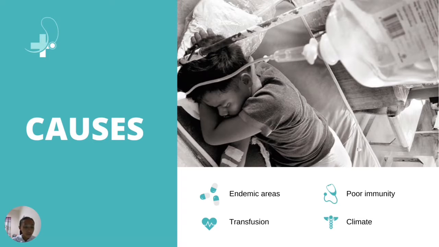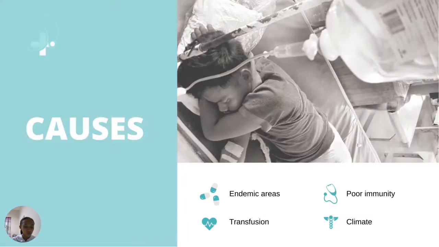And also the climate, which is a key determinant of both the geographic distribution and the seasonality of malaria. Without sufficient rainfall, mosquitoes cannot survive, and if not sufficiently warm, parasites cannot survive in the mosquito.